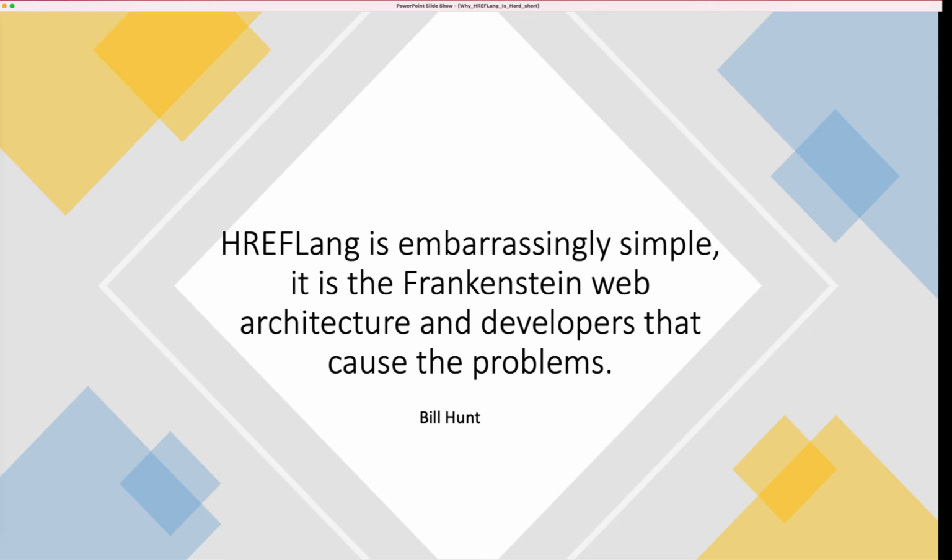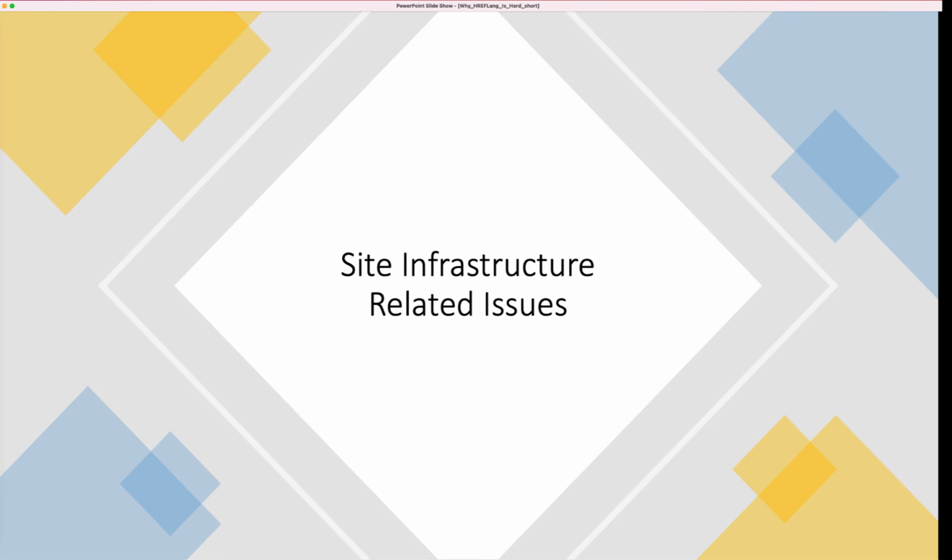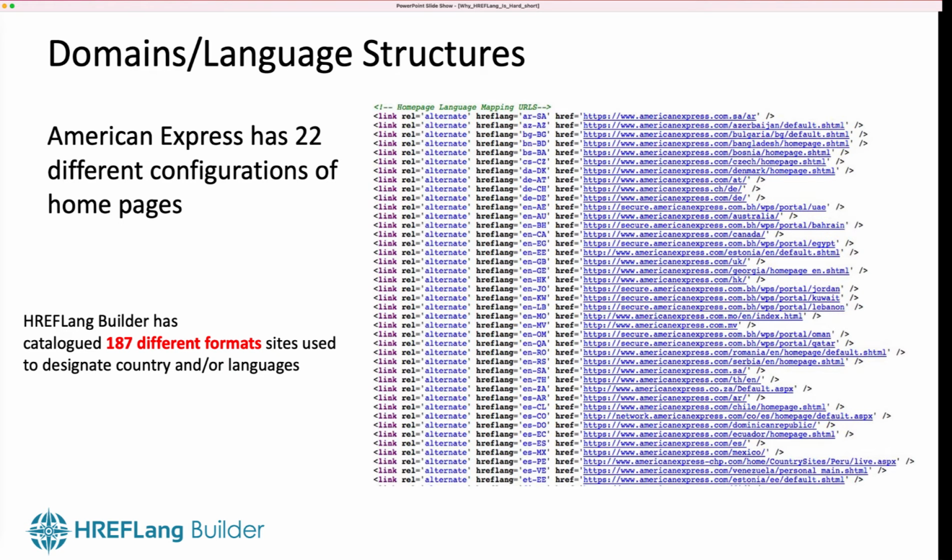What does cause the complexities is the Frankenstein web architecture that many of us have, and some developers that play fast and loose with some of the coding. And then the third one I didn't put in here because it was too long of a quote, is actually correcting a lot of our errors. So if we talk about these site infrastructure related, let's just dig right in.